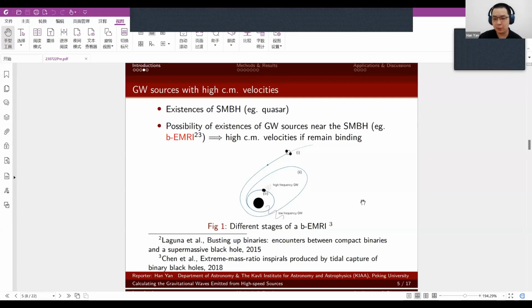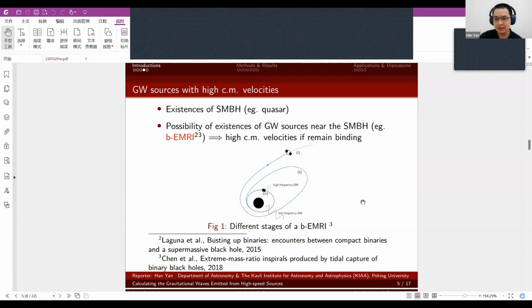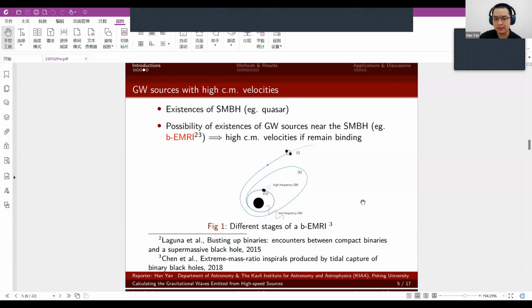Okay, certainly. The first thing is why we are interested in high-speed sources. The key point is that it's possible that we can simultaneously observe different frequency bands from this kind of system, because as you can imagine, when a binary is approaching a supermassive black hole, the binary itself can emit GW, and the center of mass of the binary with the supermassive black hole can also emit GW, and that's why its effect is quite interesting, and we can deduce more properties of the system from this kind of observation.